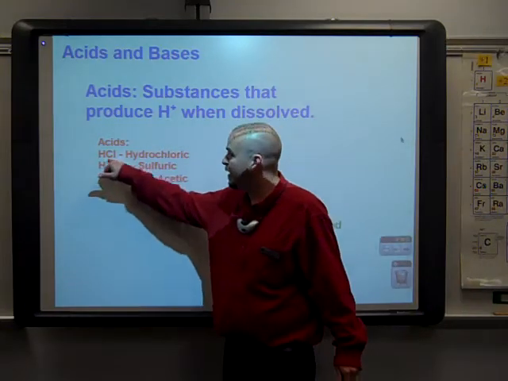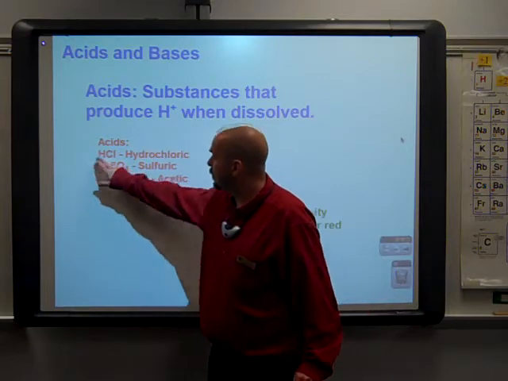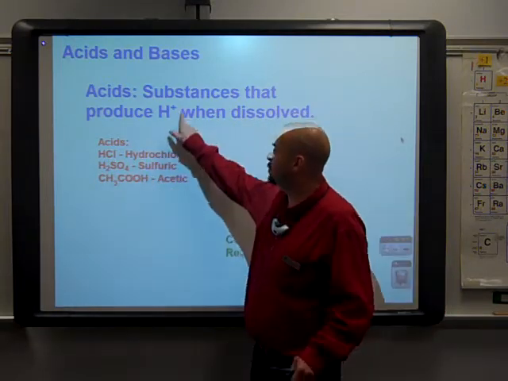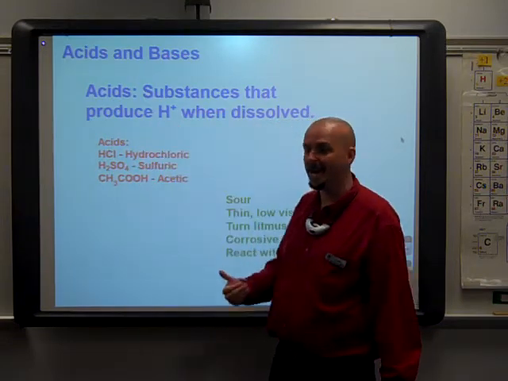When we take HCl, hydrogen chloride, and we put it in water, the hydrogen and the chlorine go their separate ways. They dissociate. You get H+, and you get Cl-. The H+ is what makes it an acid.